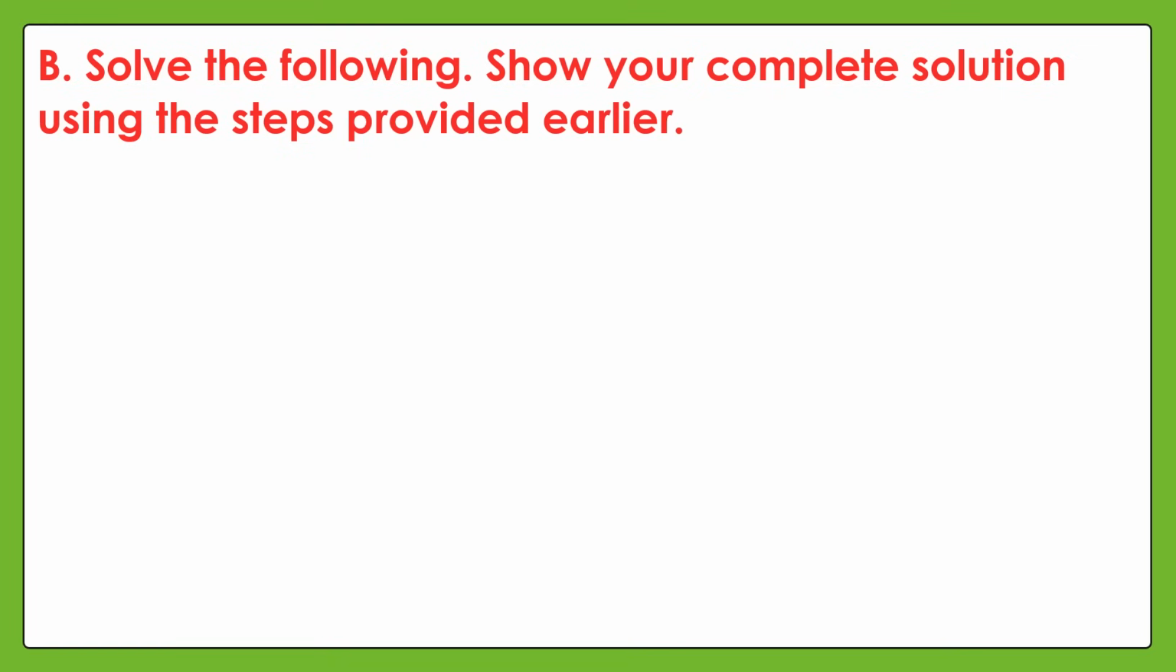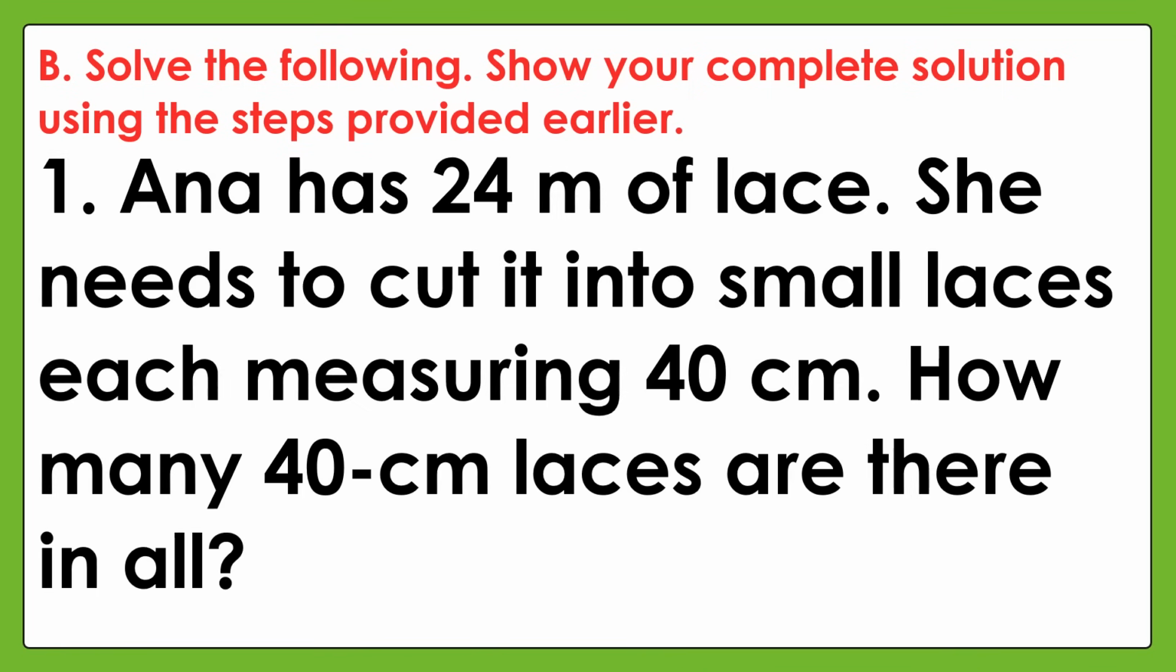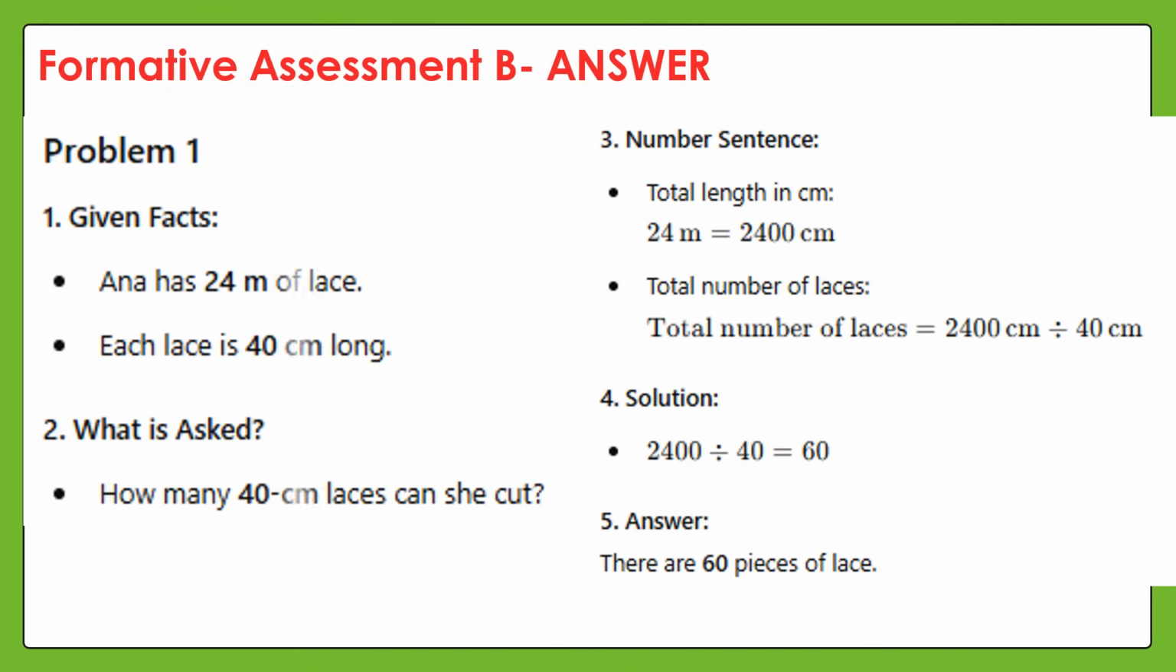Letter B, solve the following. Show your complete solution using the steps provided earlier. Problem number 1, Anna has 24 meters of lace. She needs to cut it into small laces, each measuring 40 centimeters. How many 40 centimeter laces are there in all? And here is the answer. There are 60 pieces of lace.